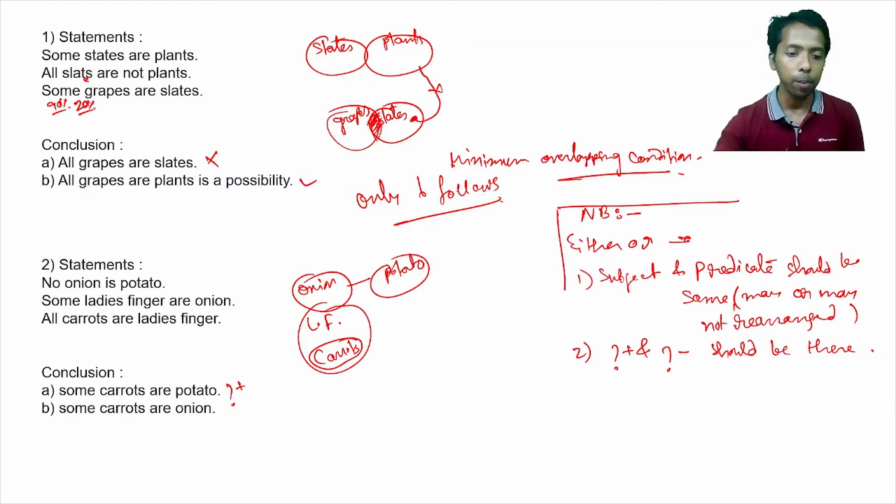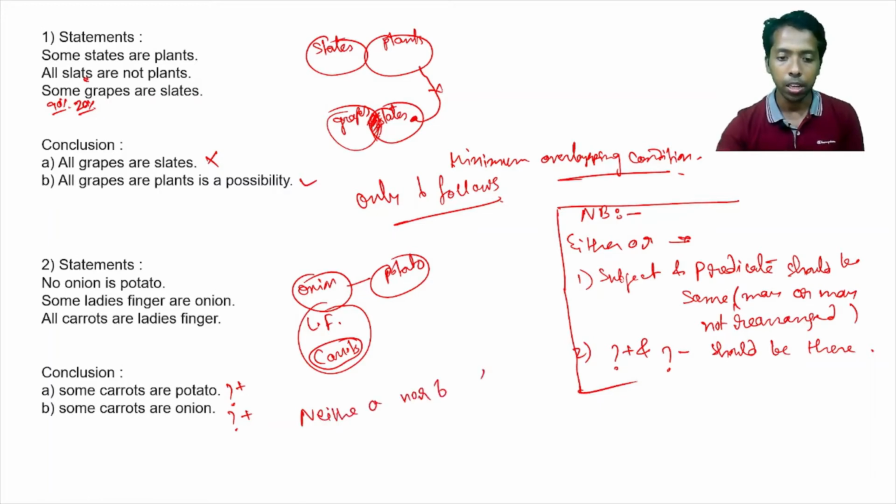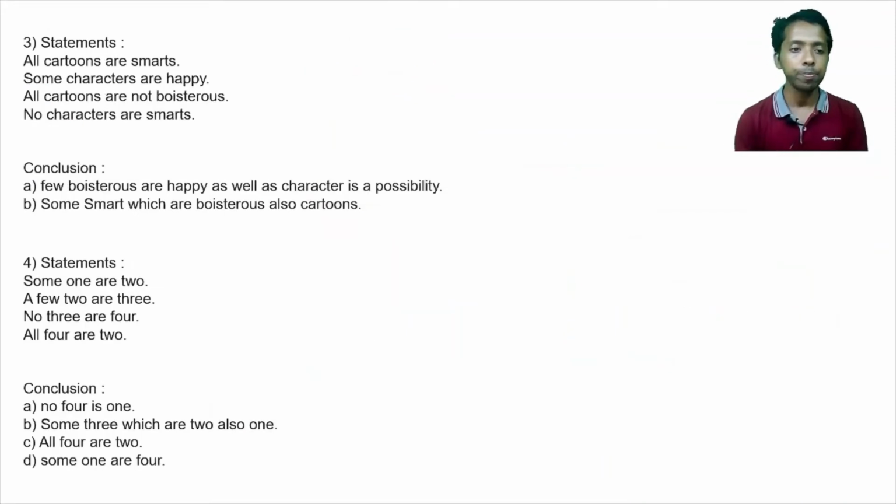Now, some carrots are potato. This is just a note, not for any question, but for your better understanding, right? Now see, coming to the question here. Some carrots are potato, no definite relation, doubtful positive. Some carrots are onion, again no definite relation but doubtful positive. But subject and predicate are not the same, both are positive. So there is no possibility of taking option either or. No, that is not possible. So this is neither A nor B follow, right?